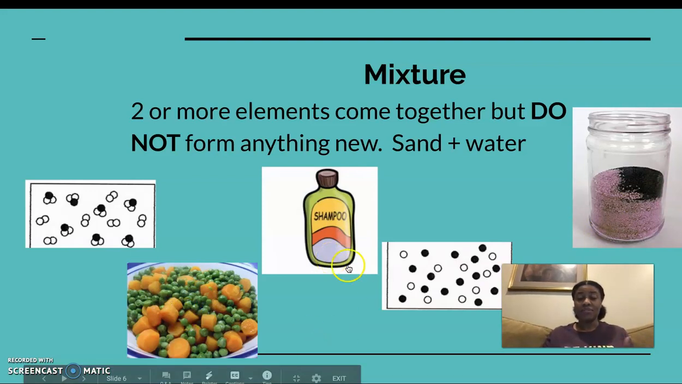Peas and carrots, same thing. Shampoo, same thing. If I look at my diagram here, or my model, I see an element here and an element here, but none of them are bonded together. That's my clue. Two different elements, but they're not bonded. That means it's a mixture. But over here, I see elements that are bonded. I see this one here, that's a compound. And I see this here, it's the same thing, so that's an element. I have a compound, I have an element. These two are not bonded. All of these are not bonded. That means I have some type of mixture.